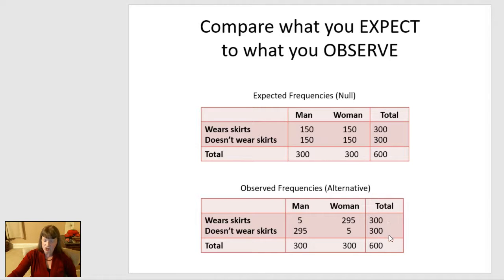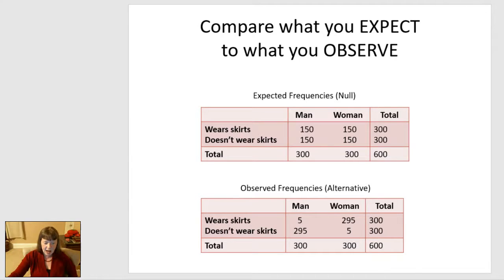and because we have the exact same number of people who say they wear skirts versus don't wear skirts, we can now create a null hypothesis expected value frequency table fairly easily, where we say, because skirt wearing is equally likely, and because gender is equally likely, well, then there should be 150 men who wear skirts and 150 women who wear skirts. There should be 150 men who don't wear skirts and 150 women who don't wear skirts to make up our marginal frequencies. This is what it should look like if gender and skirt wearing have nothing to do with one another. Here is what it actually looks like in our observed frequencies.